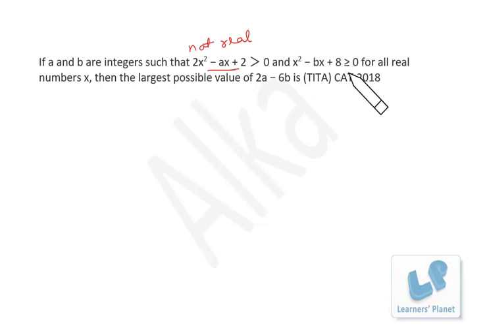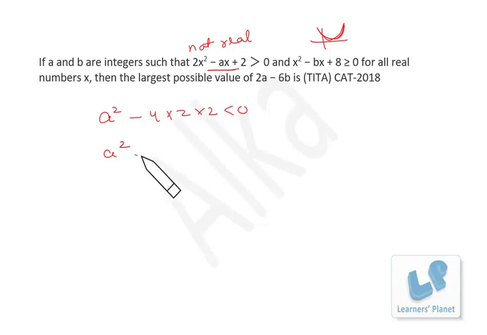But that one is greater than or equal to 0, so roots can be real. So the graph can be like this. Okay, it may touch, but it is just above the x-axis. So for x square minus bx plus 8, we have two solutions for this. So in the first case, b square minus 4ac is less than 0. So what is b square? That is a square over here, the coefficient of x. Okay. So the discriminant is a square minus 4 into 2, where 2 is the coefficient of x square, into c is 2, and that should be less than 0. That means a square minus 16 is less than 0. That means a minus 4 times a plus 4 is less than 0.